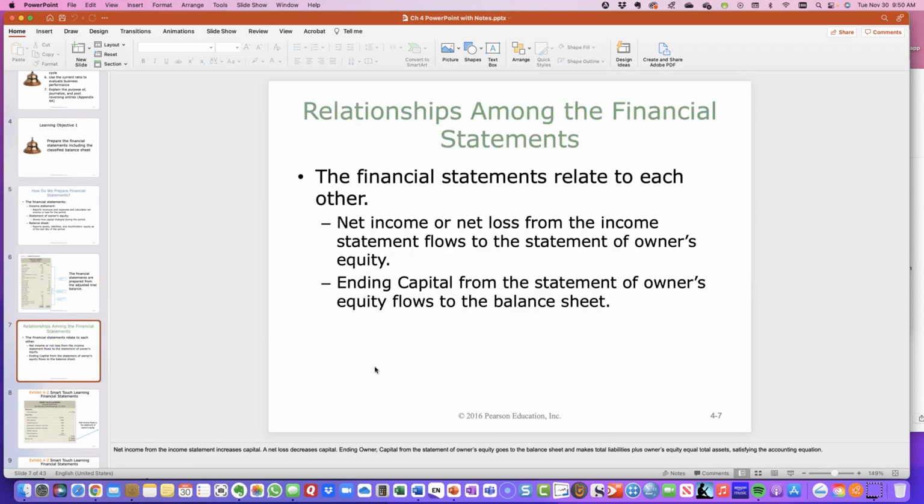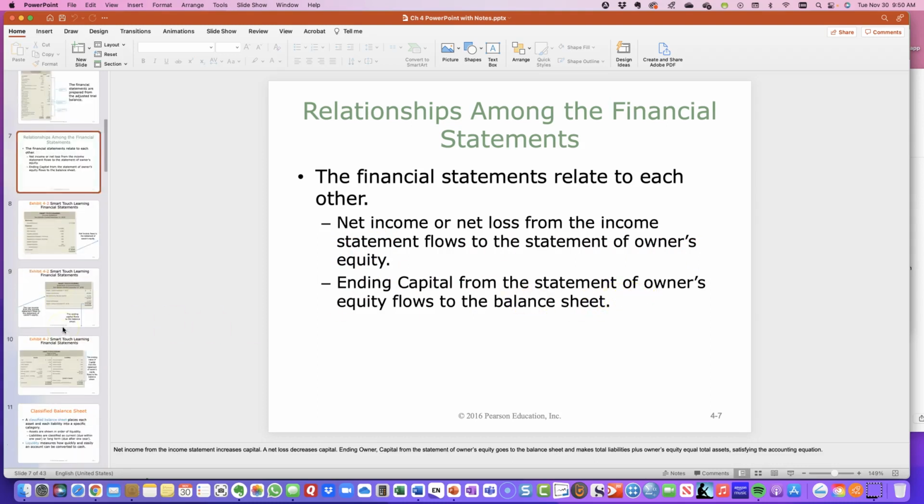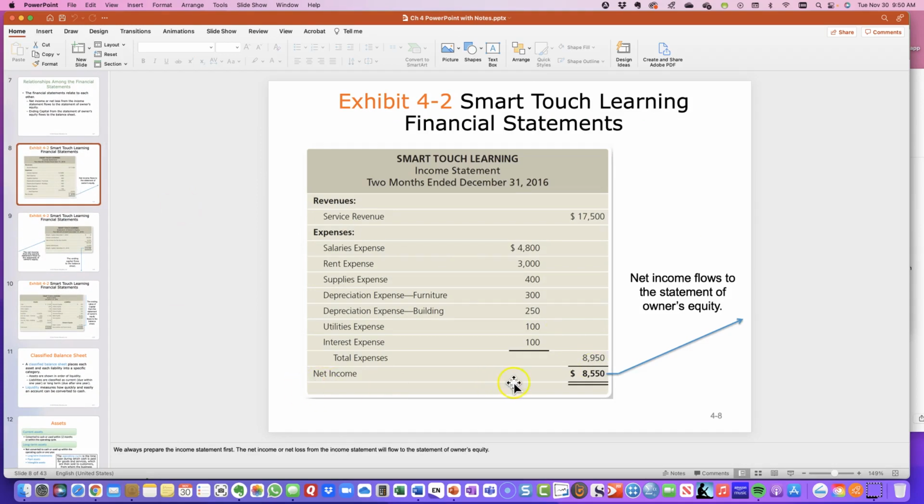So the relationships among the financial statements, right? They relate to one another. Our net income or loss is what we need, like I mentioned, to put into our statement of owner's equity. And then that ending balance of the retained earnings or owner's equity is what we need to put in the balance sheet. And so here we have our net income.